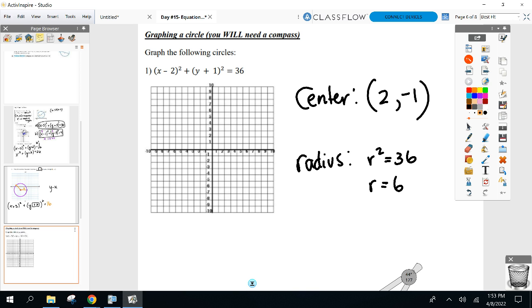Now, how do I graph this? Negative 2, negative 1 is my center. How are you guys going to get more points on the circle? Right here. Radius is 6. I can go up 6, down 6, right 6, left 6, whatever floats your boat. Draw in my circle from there.